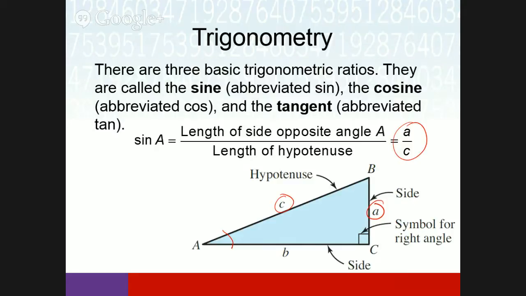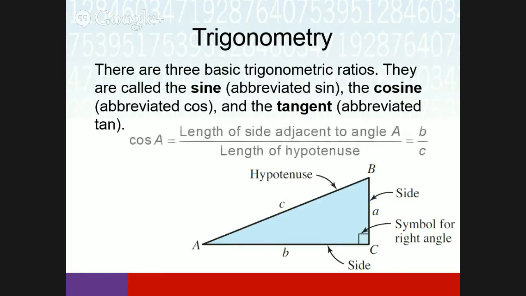Okay, how many of you have heard of SOHCAHTOA? Yeah. Sine, opposite over hypotenuse. Cosine is going to be adjacent. So this is the angle. This side's adjacent to the angle divided by the hypotenuse. So its ratio is B over C. You're a lot better off memorizing the names, adjacent, hypotenuse, opposite, and the ratios than B over C.